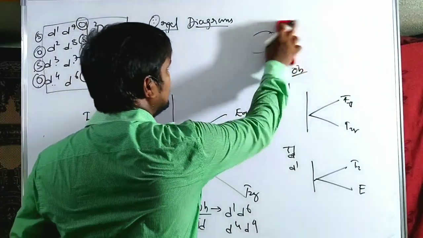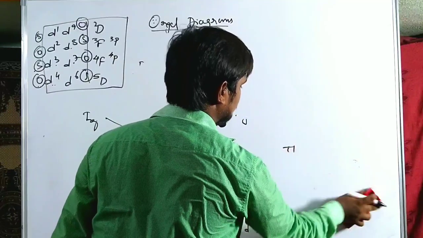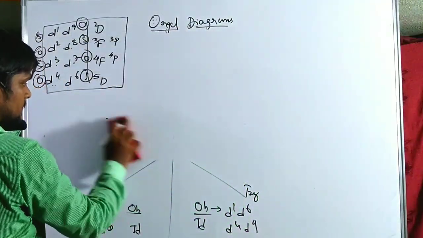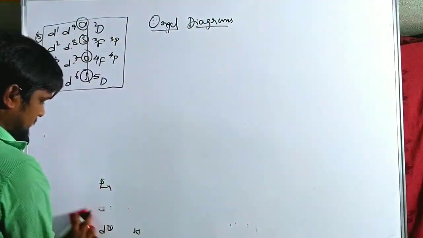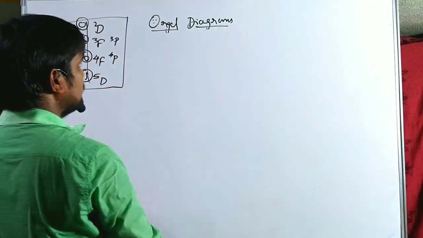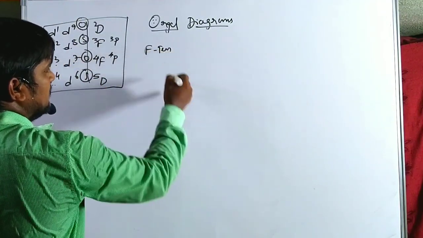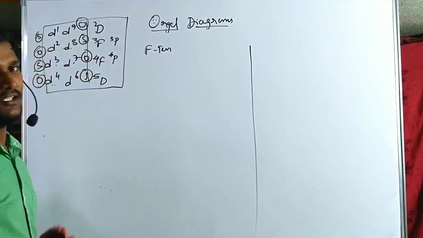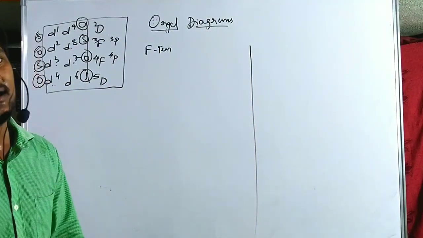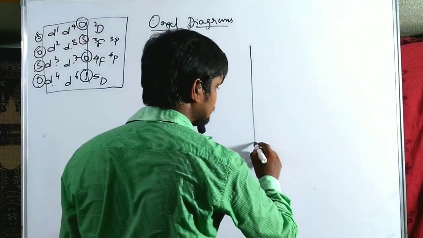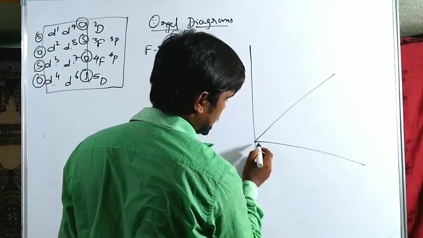Now we are discussing the F term trick. Very easy. For the F term, we observe three terms: one is the P term, another one is the F term.